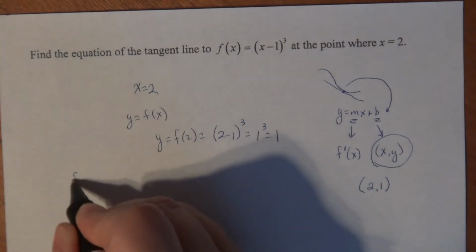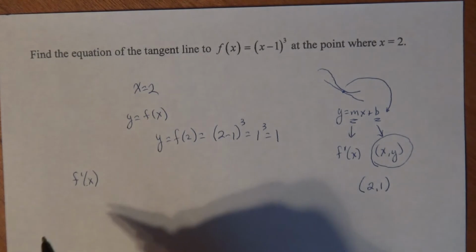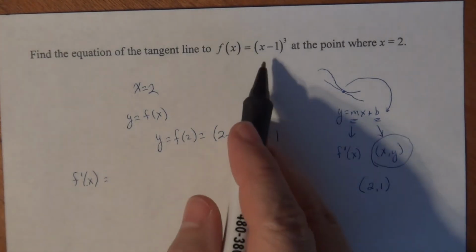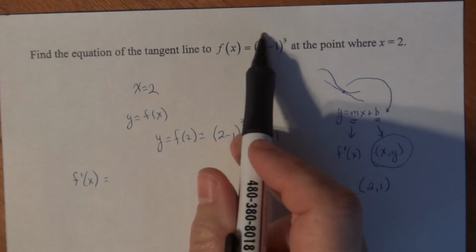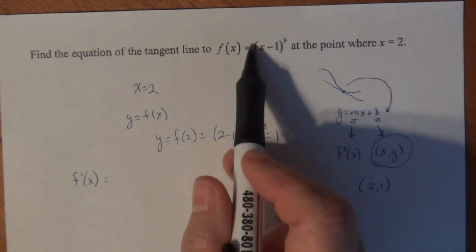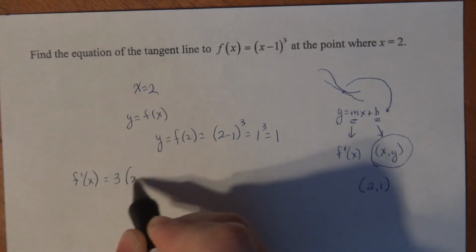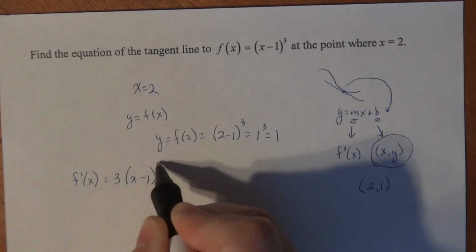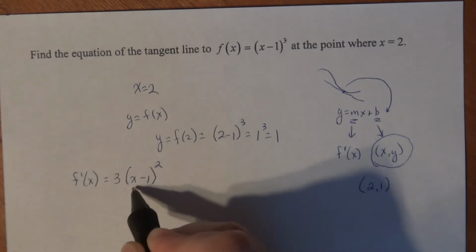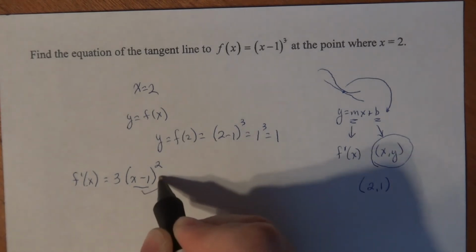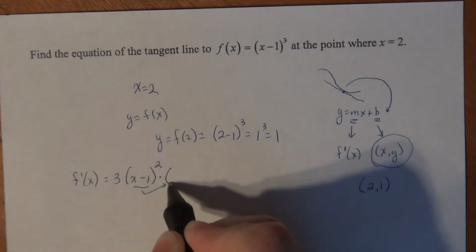Now, I have to find f prime of x before I can find f prime of 2. So let's calculate f prime of x. I'm going to use the chain rule. I have this outside function, which is something to the third. So I take its derivative using the power rule. So I bring down the 3. I subtract 1 from the power. And then I take the derivative of the inside part and I multiply by it. But the derivative of x minus 1 is 1.